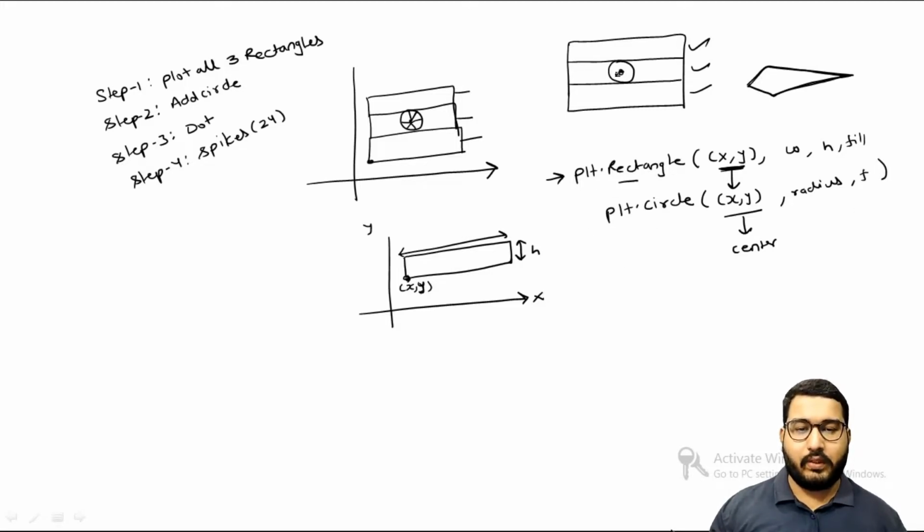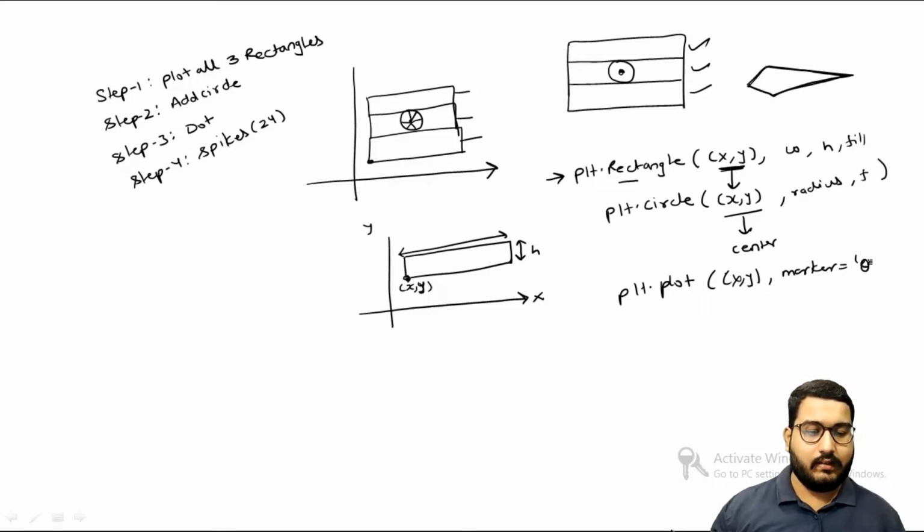And then if you want to put this dot, you can just say plt.plot, and first provide the location. So x comma y is the location of the dot, and here I can say marker is equal to circle. So plt.plot is basically used to plot any shape. Since I am just providing a particular point and the marker is a circle, it will plot a circle, and I will also fill it so that it looks like a filled dot.